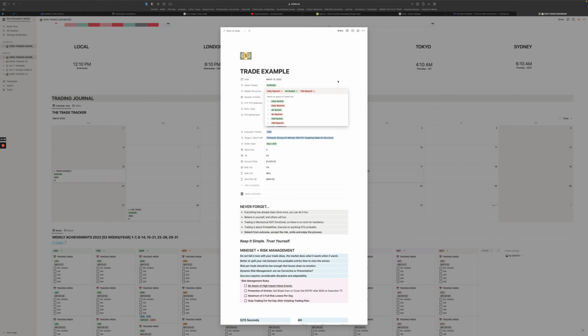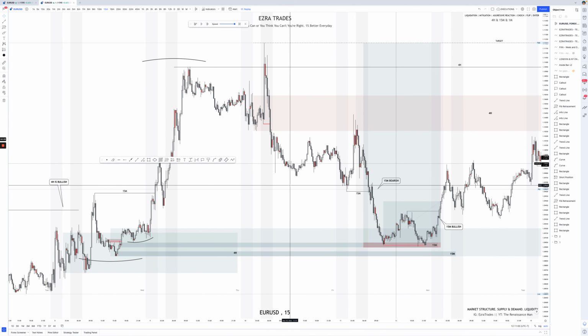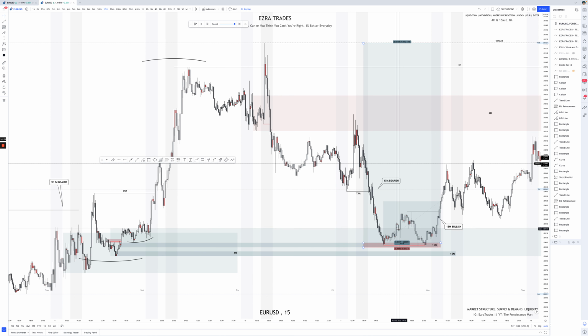So the 15-minute is bearish, and I'm looking to see the 15-minute realign with the 4-hour, as I think the 4-hour is going to go higher to mitigate a daily POI, right? Now, when did I take this trade? In this case, this trade was obviously an example, right?